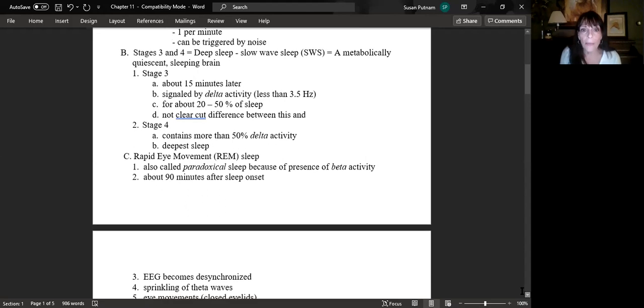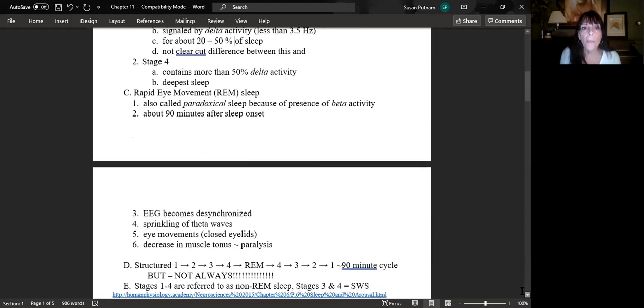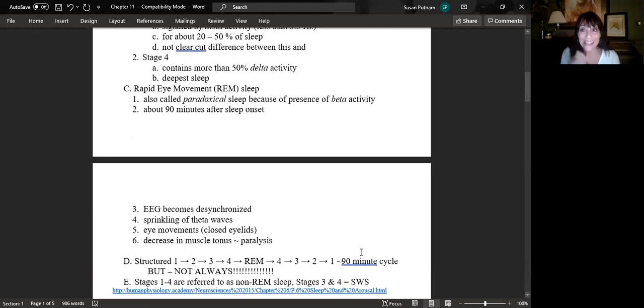When we look at the waves during REM sleep, the EEG becomes desynchronized. You don't see this real nice synchronization. And you get a sprinkling of the theta waves I talked about before mixed in, and you have beta. So you can see there's a lot of differences once we hit this stage. You see eye movements, even though the eyelids are closed. If you watch, you can see the eyes are moving around inside. And this is really important.